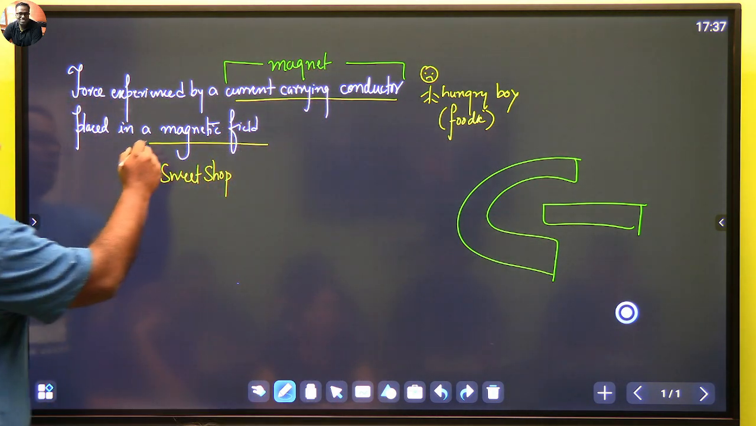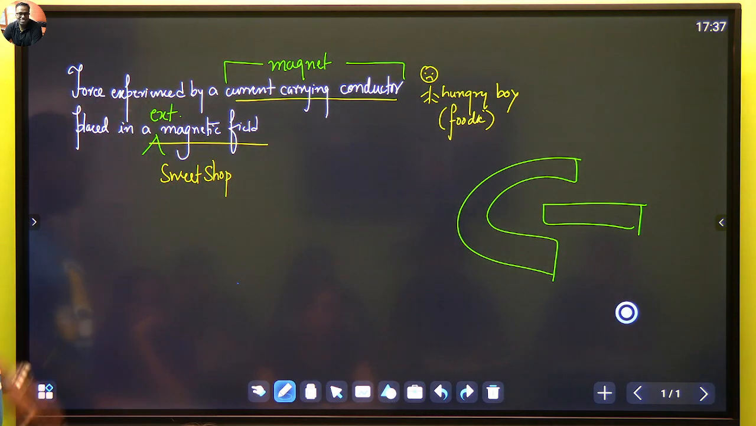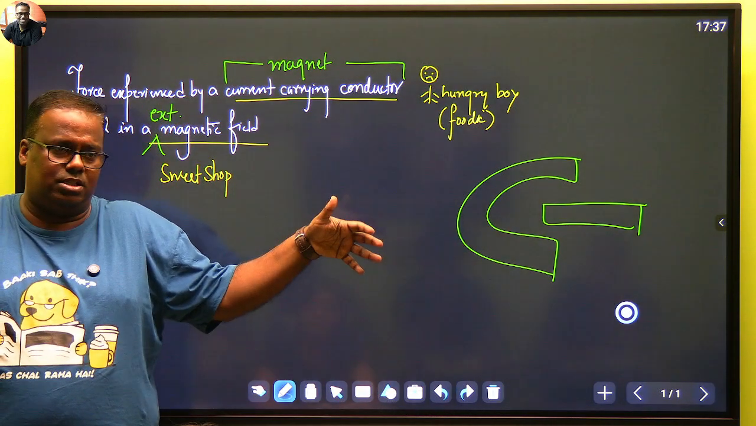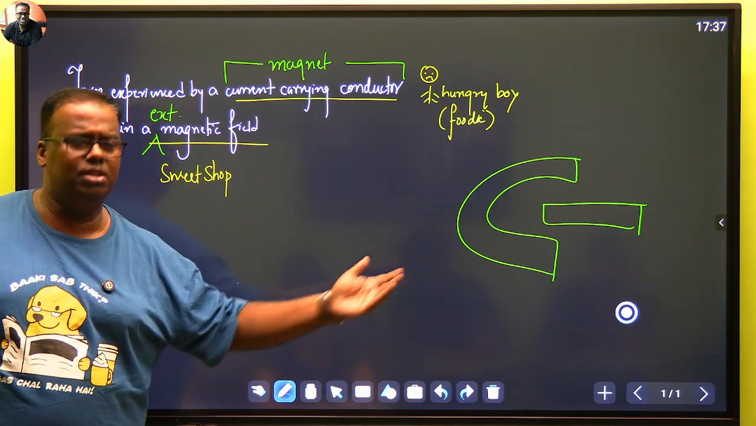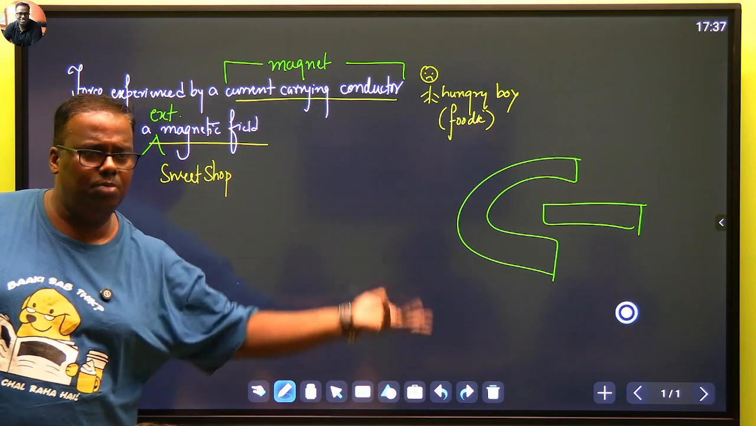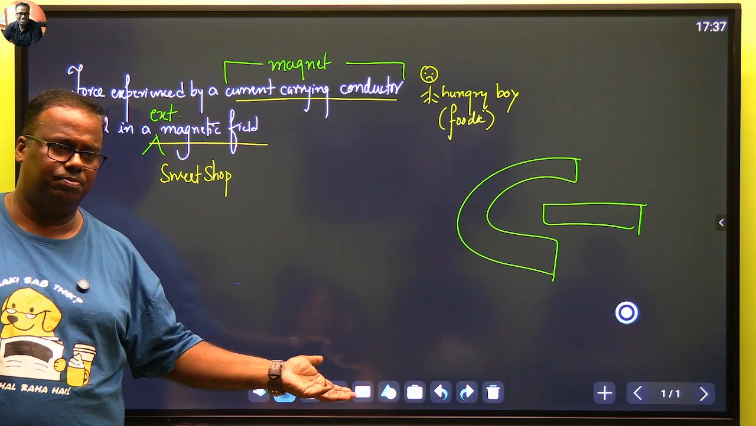Now in place of 'in a', I write here external magnetic field. Means this magnetic field will already exist. Who will create it? Maybe some natural magnet, or maybe a permanent magnet, correct? Or maybe an electromagnet also.